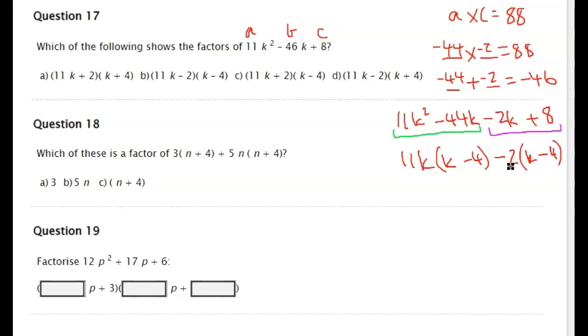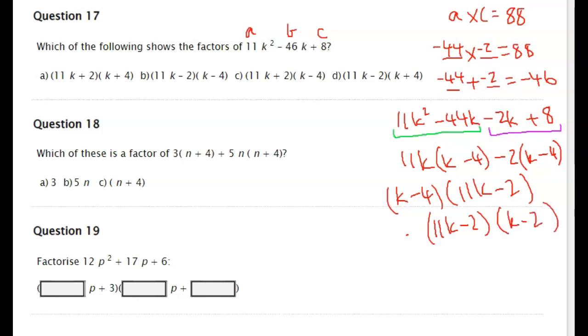So if I kept this as a positive 2, I would have negative k plus 4 in my brackets. But remember, the whole purpose of grouping is to have one bracket the same, or your two brackets the same, so k minus 4. So we're taking k minus 4 out as a common factor, and we're left with 11k minus 2. All right, and if I look at my answers, you can see this second bracket is first, so I'm just going to rewrite it. It doesn't matter because we're multiplying them.